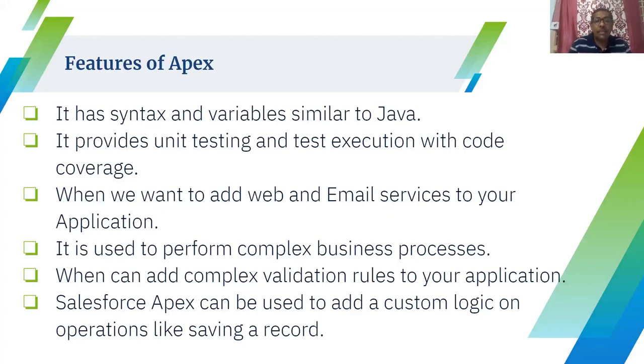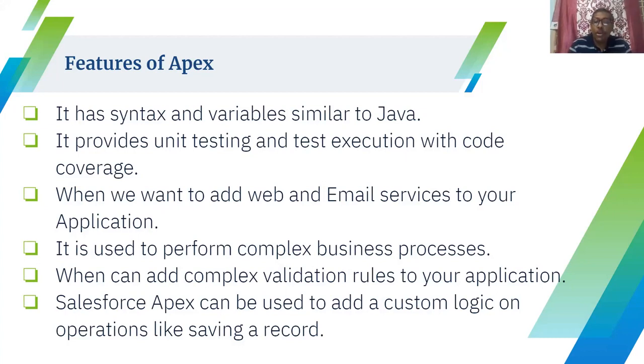It has syntax and variables like Java. So how do you write the code in Java? Similarly, you can write the code in Apex also. It provides unit testing and test execution with code coverage. For each and every module, you're going to write tests and test the execution with code coverage. As I've already told you, the code coverage should be 75%. You have to maintain that. When we want to add web and email services to your application, yes, we can very well add them.